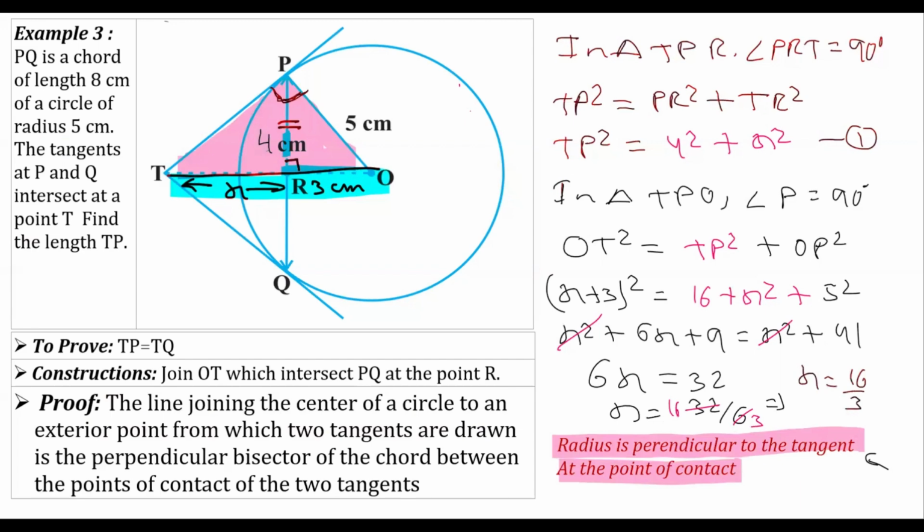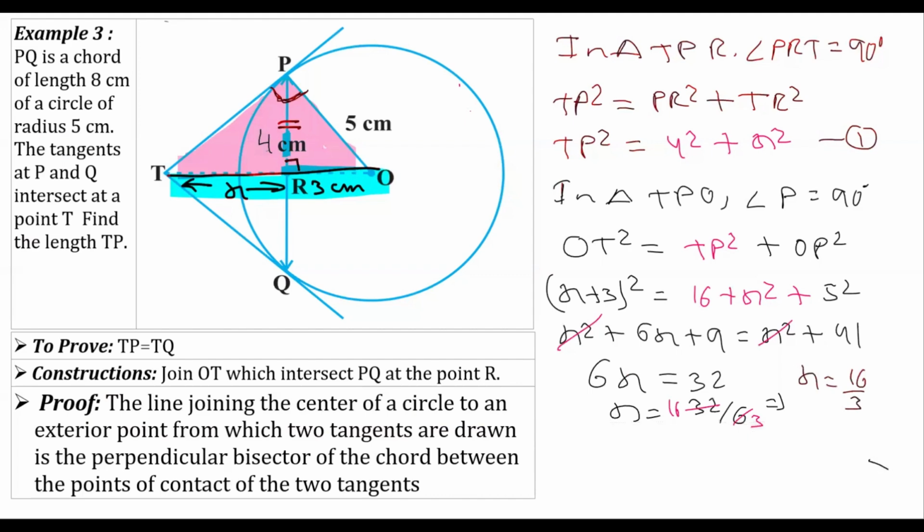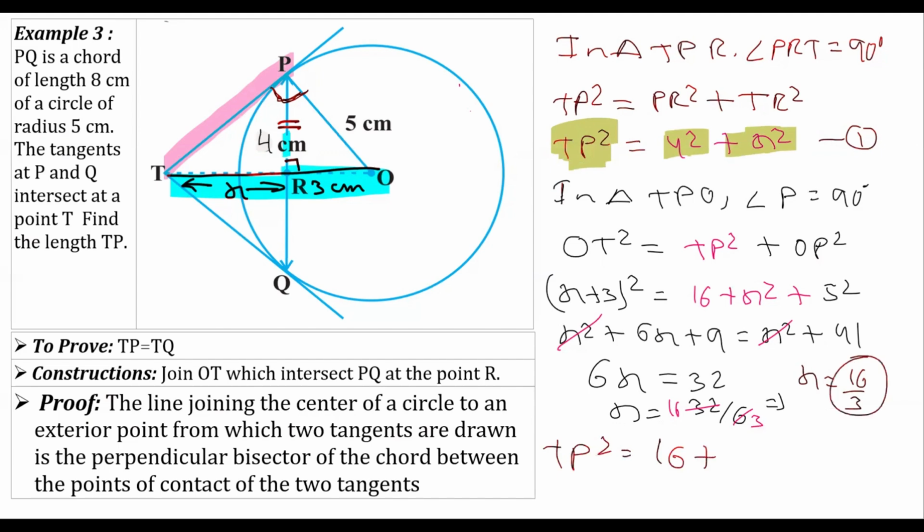Now you have to see something in this question. We have to find TP, right? At the end, we had to find the length of TP. And where is TP? This is TP. And TP over here, I can plug it. TP we can obtain from here, right? You can see once again, the length of TP is what? 4 square plus x square. So this is what I'm going to do in the final step. That means TP square is equal to 4 square, which is 16, plus square of this, that is x square. 16 square is 256. Yes, and 3 square is 9.